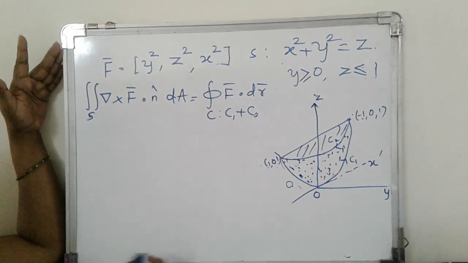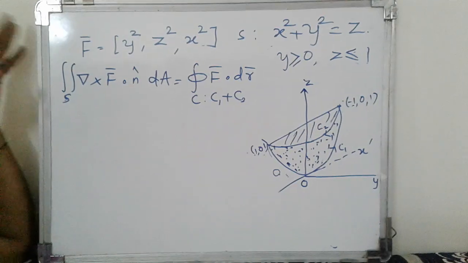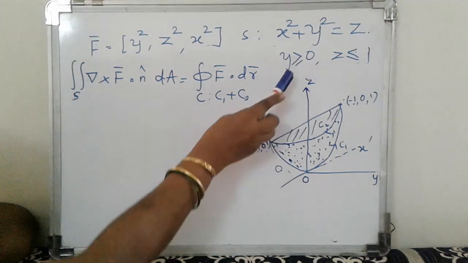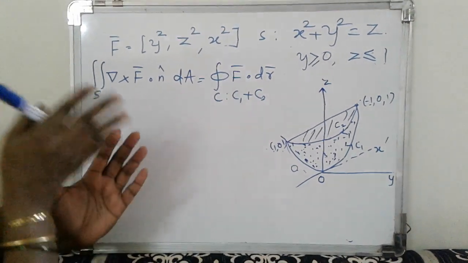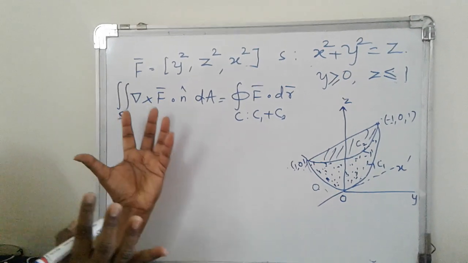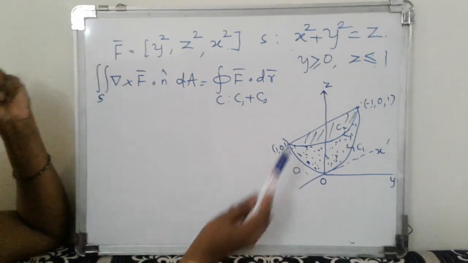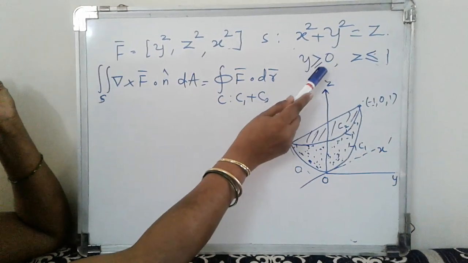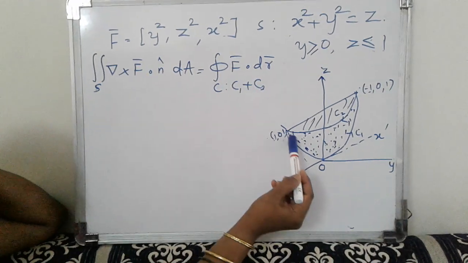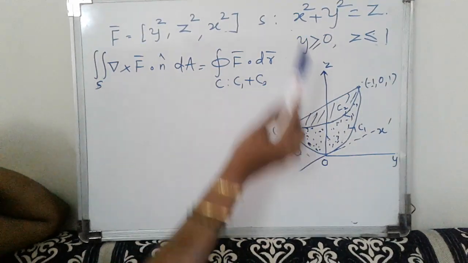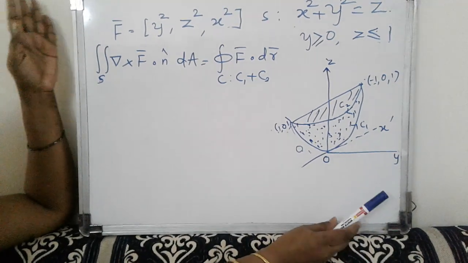Let's see this figure. Now x square plus y square equal to z is a full paraboloid which is cut by the plane y equal to 0, and therefore the paraboloid is divided into two sections. It is this part and this part. But of it, which section has to be taken? That is y positive, y greater than 0. So we consider this section of the paraboloid, such that y is positive.